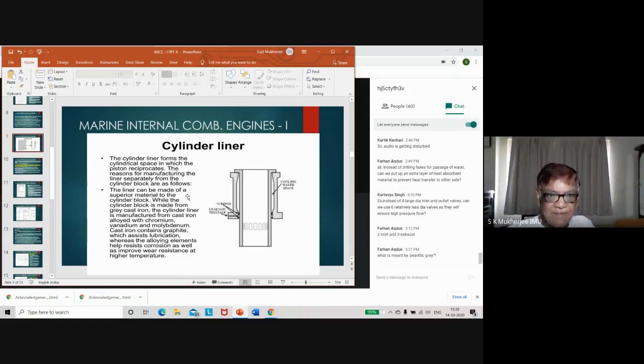Okay, the liner can be made of a superior material to the cylinder block. While the cylinder block is made from gray cast iron, the cylinder liner is manufactured from cast iron alloyed with chromium, vanadium, and molybdenum. Cast iron also contains graphite, which assists in lubrication. Whereas the alloying elements help resist corrosion as well as improve wear resistance at the higher temperature. Always, a material which is subject to high temperature is also subject.